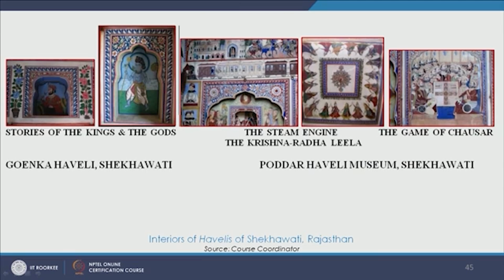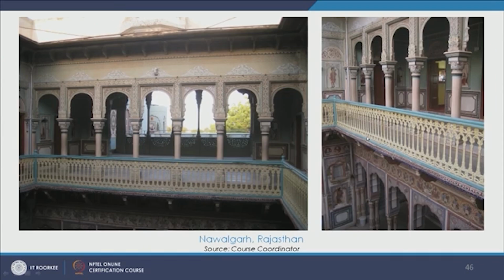We also see the details of the palace over here, interior architecture, this main door, paintings and motifs, flower motifs. We also see the Krishna Radha Leela on one of the ceilings over here. And this is very interesting, we see the game of Chaucer being depicted over here. So all these are different subjects and contents we see in the different Havelis of Shekhawati.